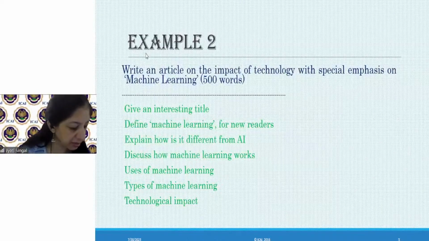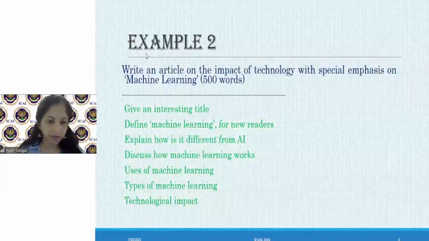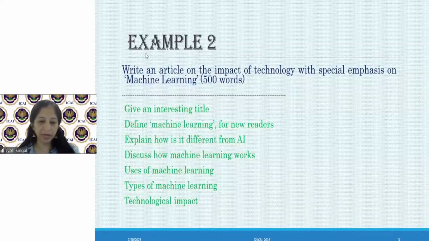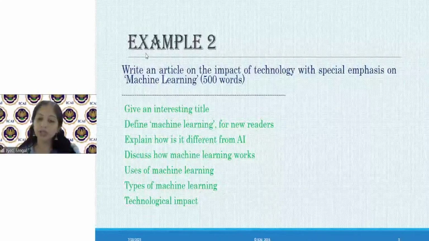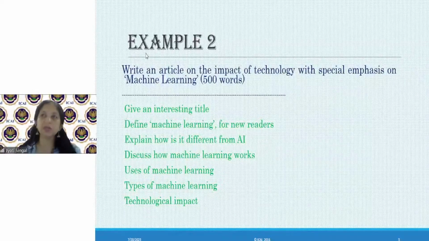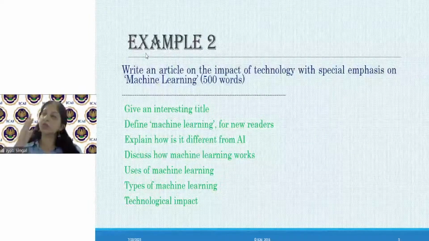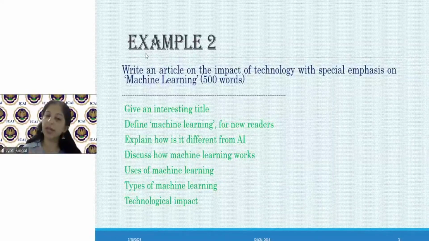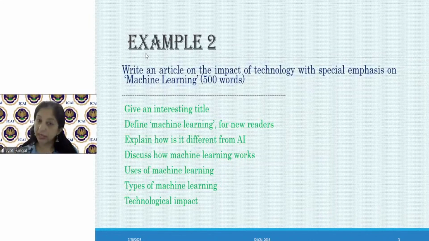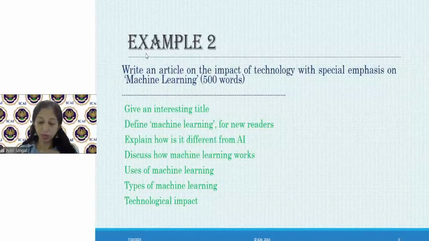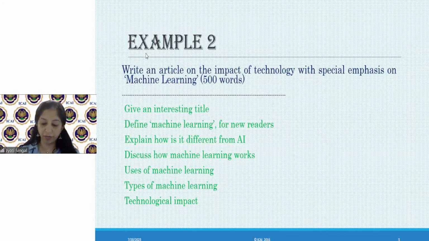The next thing is define machine learning. Explain how is it different from AI. Okay, this is the third point. Discuss how machine learning works, which means what is machine learning? पहले आपने वो बताया. फिर आप बताओगे what is the difference between artificial intelligence and machine learning. अगर आपको ये टॉपिक नहीं आता है तो प्लीज रीड अबाउट इट. It's very important. ऐसे टॉपिक्स की नॉलेज होना is really, really a significant must in your life. Okay.